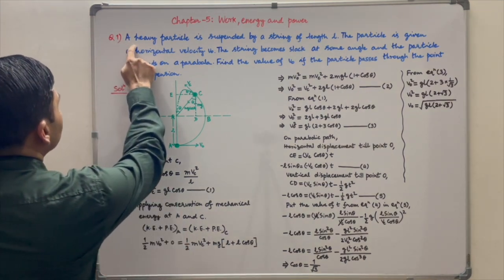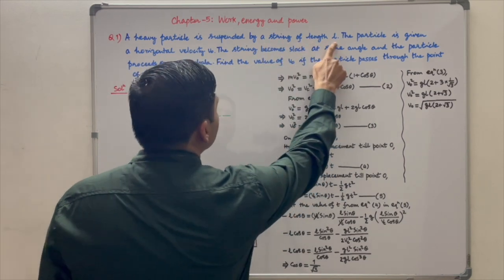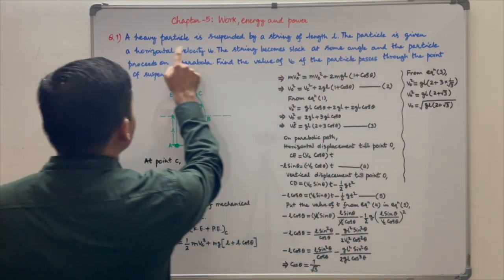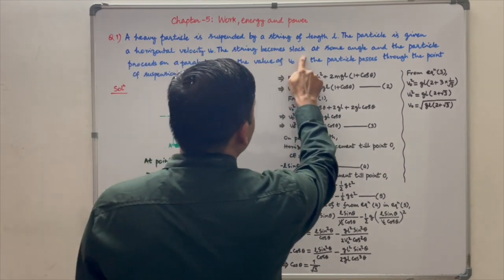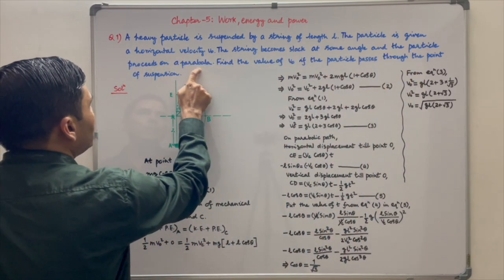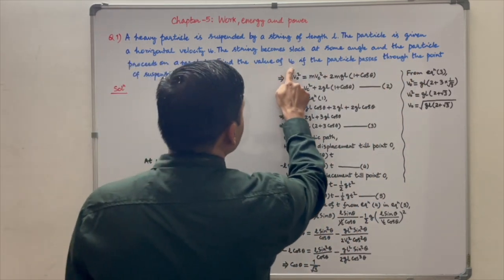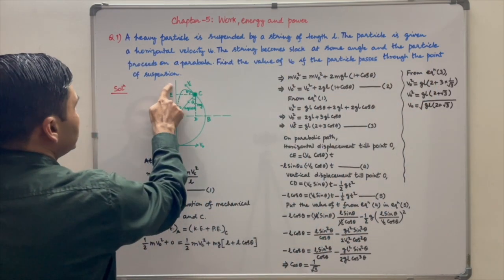First question, a heavy particle is suspended by a string of length L. The particle is given a horizontal velocity v0. The string becomes slack at some angle and the particle proceeds on a parabola. Find the value of v0 if the particle passes through the point of suspension.